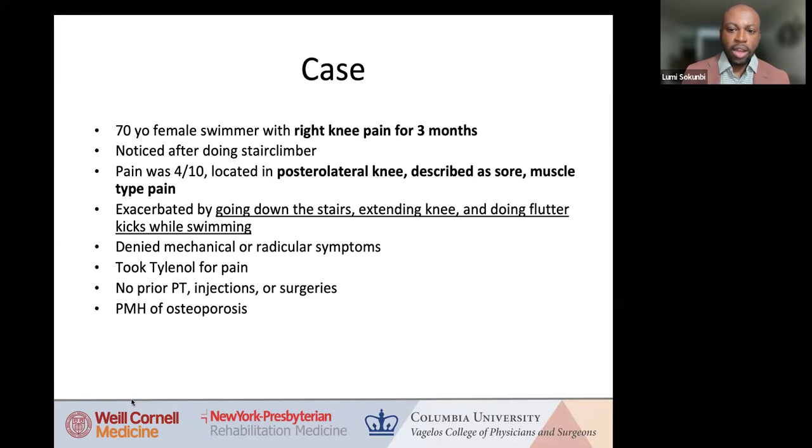So getting into the case, I saw a 70-year-old female swimmer with right knee pain for 3 months. She had been swimming for years and first noticed the pain after doing the stair climber. The pain was 4 out of 10 in severity, located in her posterior lateral knee, and she described it as sore and a muscle type pain. Primarily, the things that exacerbated it were going down the stairs, extending her knee, and she mentioned doing flutter kicks while swimming. She denied any mechanical or radicular symptoms, took Tylenol for pain, which helped a little bit, had no prior physical therapy, injections, or surgeries, and pertinent past medical history included osteoporosis.